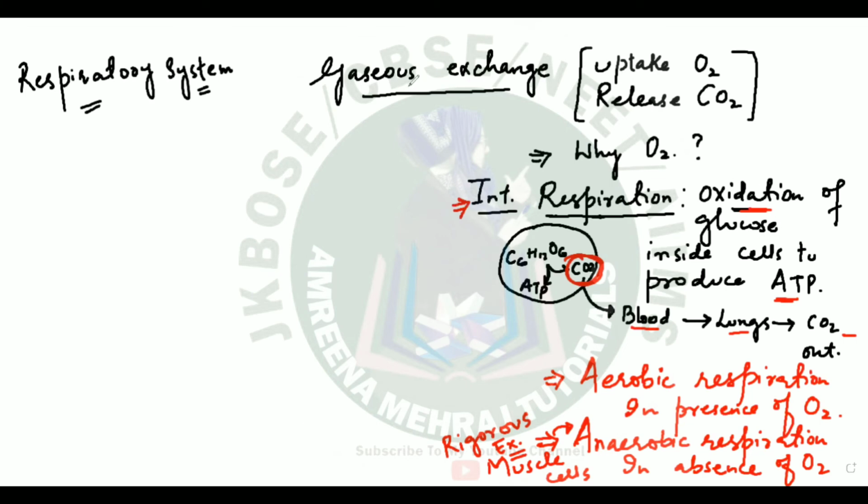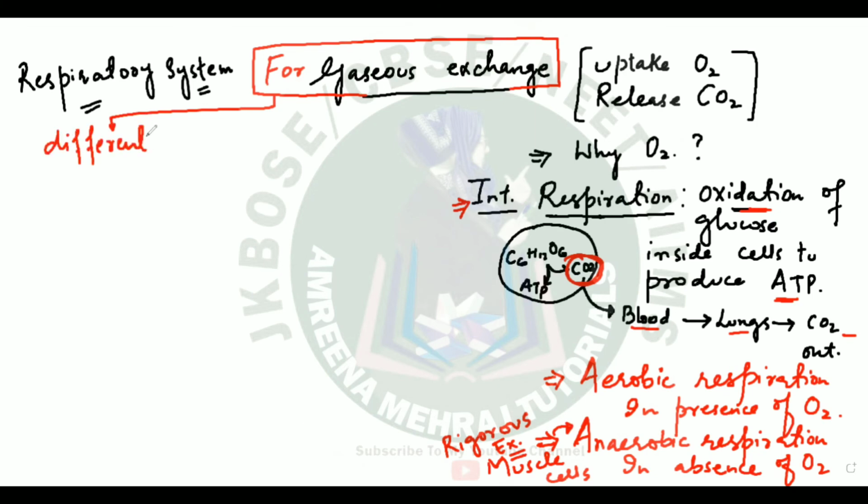Here we are going to focus on gaseous exchange. So let us write down, let me write down for gaseous exchange, and let us analyze this. To make this oxygen available and to take the carbon dioxide out, different organisms have different structures.